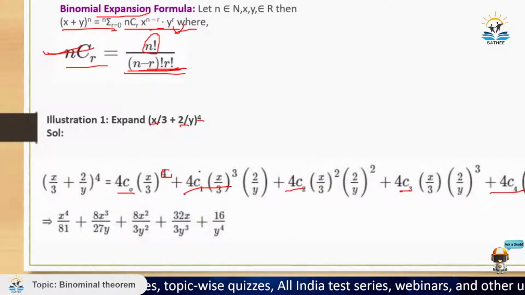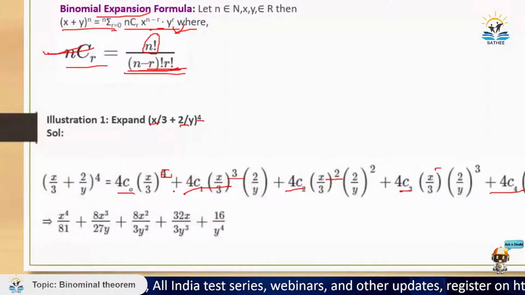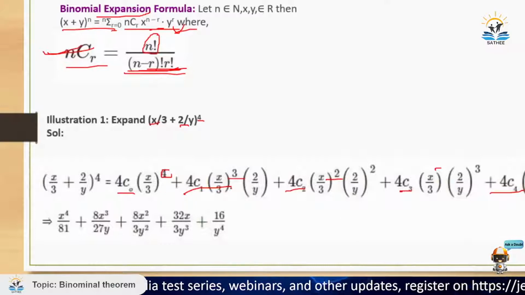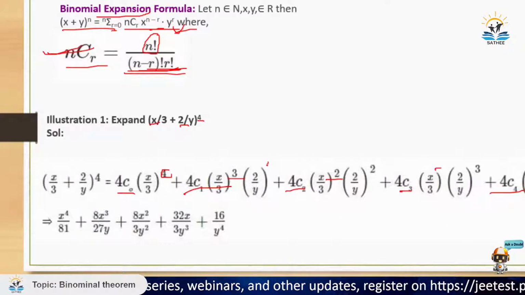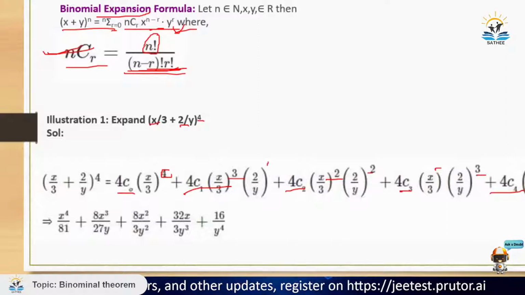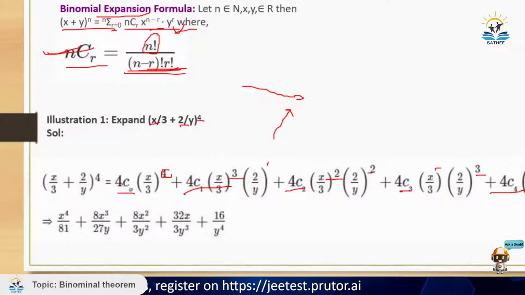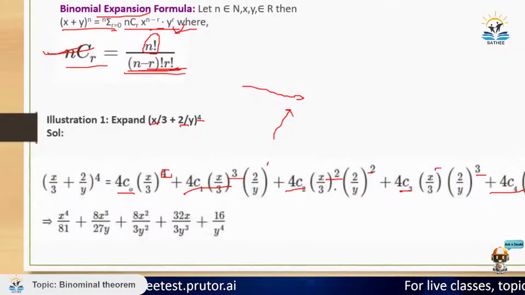Okay. And then lower one power: (x by 3) cube, (x by 3) square, (x by 3) 1, (x by 3) 0, and increase one power of y, which is (2 by y) power 0, (2 by y) power 1, (2 by y) power 2, (2 by y) power 3, and (2 by y) power 4. Okay. So lower one power and increase the power. Okay. And it would be nC0, n would be in each and every term, and C0, C1, C2 up to Cn. Cool. So now you can easily calculate the value.